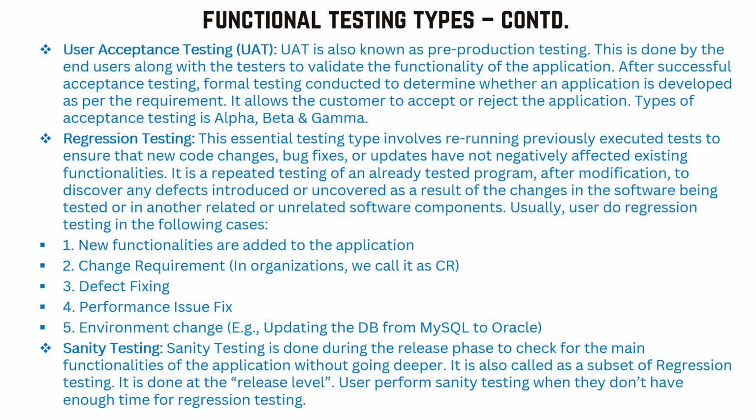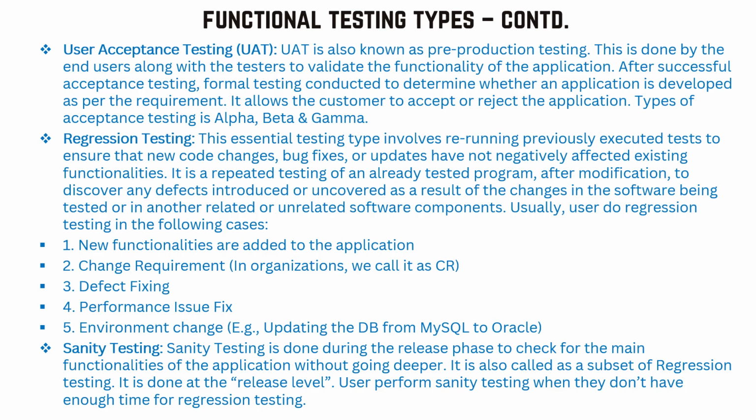Sanity testing is done during the release phase to check the main functionality of the application without going deeper. It is also called a subset of regression testing. It is done at the release level. Users perform sanity testing when they do not have enough time for regression testing.